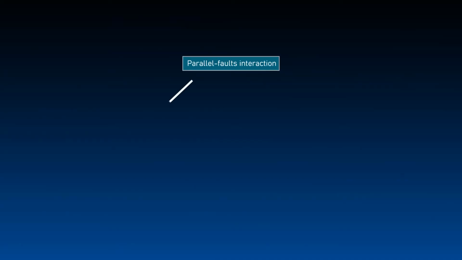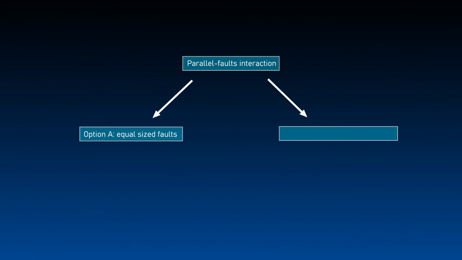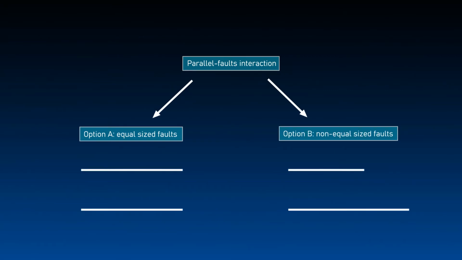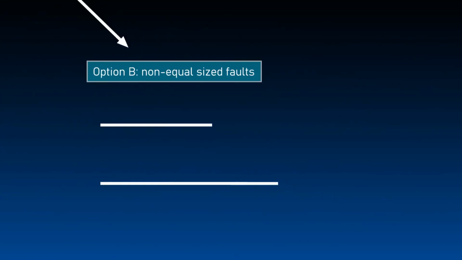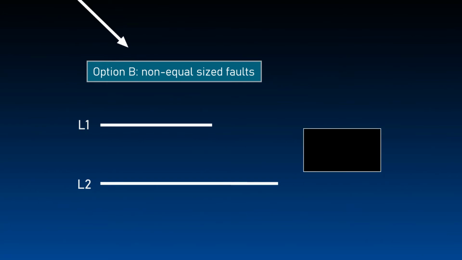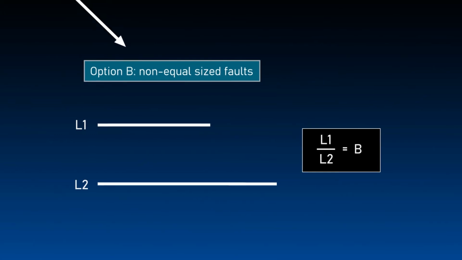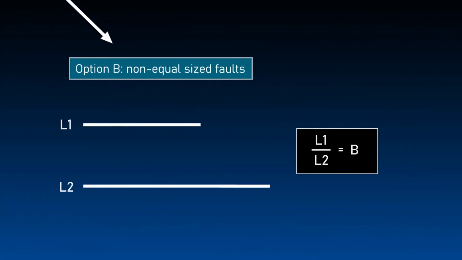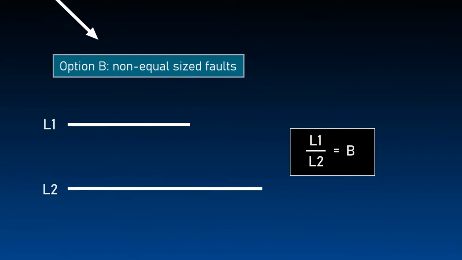Careful mathematical examination of this process within the omega theory shows that the parallel faults interaction can happen between equal and also non-equal sized parallel faults. Let L1 be the length of the first fault, while L2 is the length of the second fault. The omega theory shows that the ratio b between L1 and L2 is a parameter of the rock itself and depends on the frictional properties of the rocks and their geological settings.